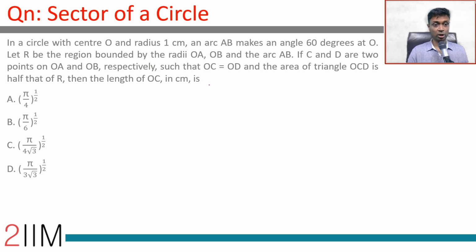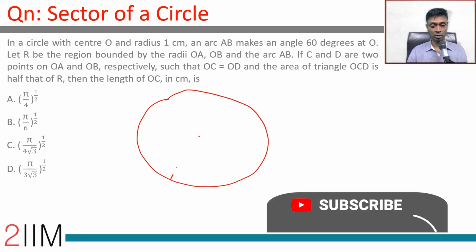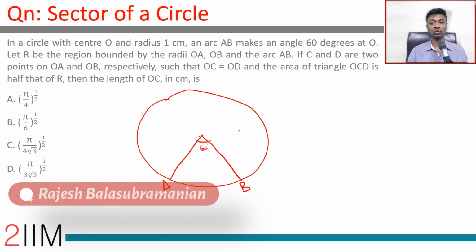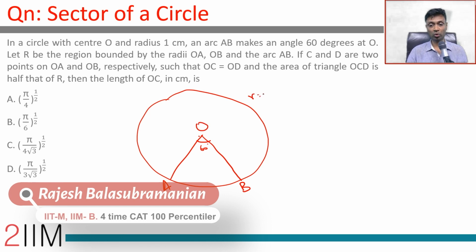Sector of a circle. In a circle with center O and radius 1 centimeter, an arc AB makes an angle of 60 degrees at O. I always like these 60-degree angles. Makes my heart go warm and fuzzy. So 60 degrees, so beautiful, 1/6 of a circle. AB here, center O, radius is 1 centimeter.